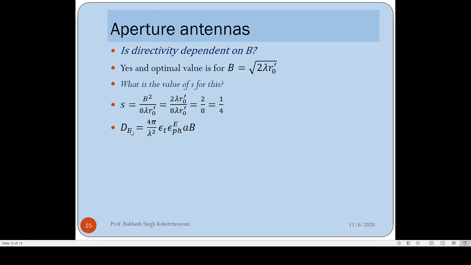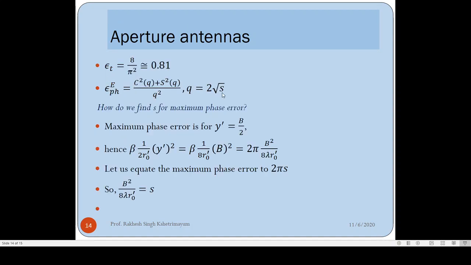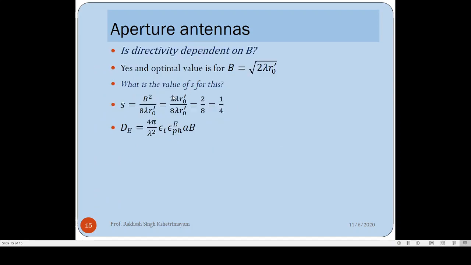So we know the value of s for the optimal value of the directivity. We can find out the optimal directivity. Epsilon taper is 0.81. You can find epsilon phase from this expression you have here. You already know the value of s, 1 by 4. If you take the square root, q will become 1. So you can find out the epsilon due to phase changes in the mouth of the horn antenna. And this is the area of the aperture opening of the horn antenna, which is a into capital B. So you can find out the directivity of the horn antenna.